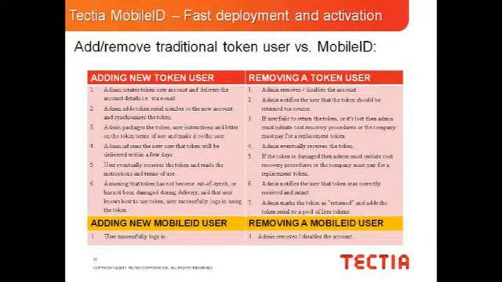Looking at the deployment and activation, here we are comparing a known token vendor's steps to add or remove a new user. As you can see, 6 or 7 steps. Whereas with Mobile ID, you add or remove a user account into the Active Directory and you're done.